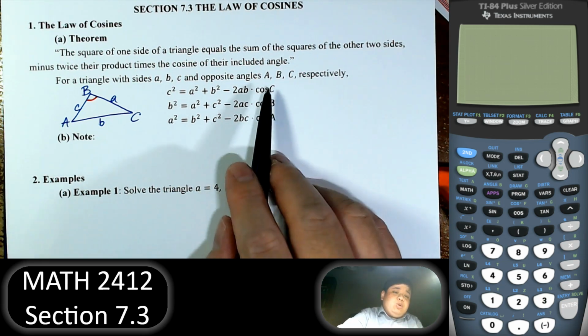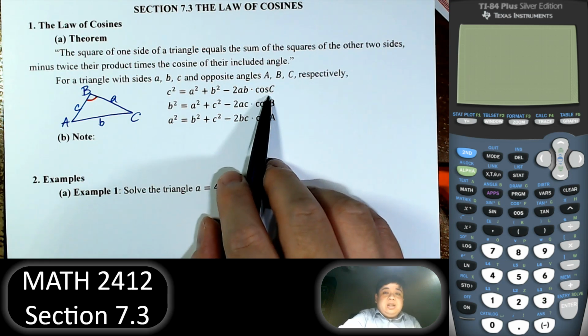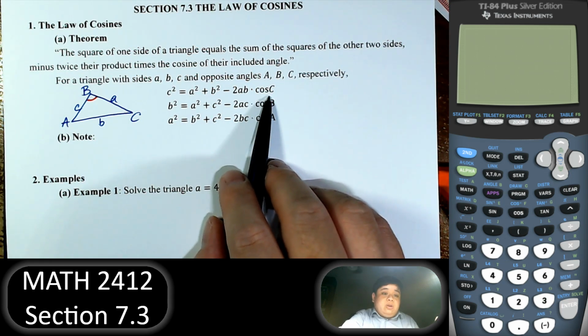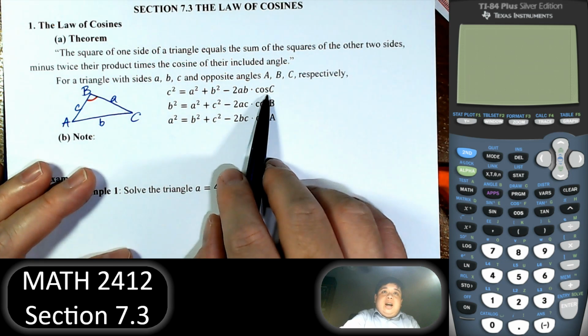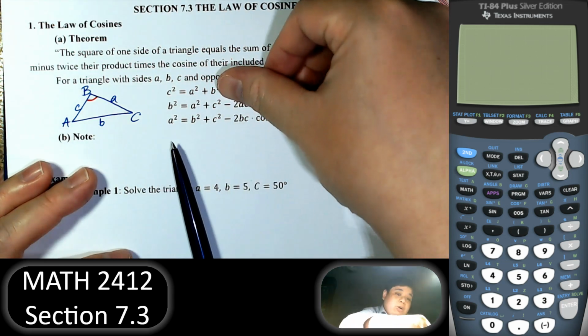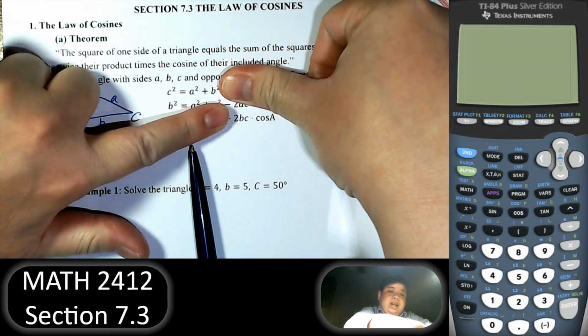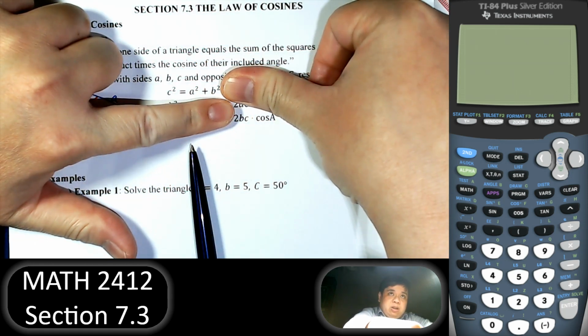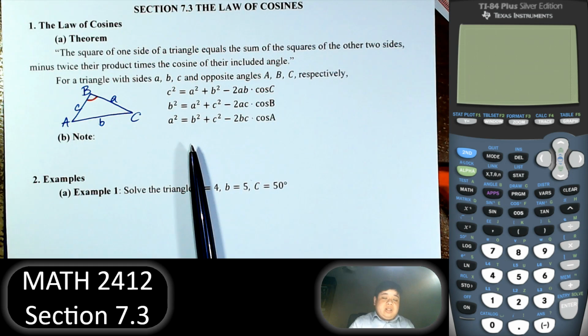Of course, in the special case when C is equal to 90 degrees, which is the right angle, the cosine of 90 degrees is equal to 0. So that term equals 0, and we have the Pythagorean theorem when the angle is 90 degrees. So that still works. The law of cosines is a much more general case of the Pythagorean theorem.